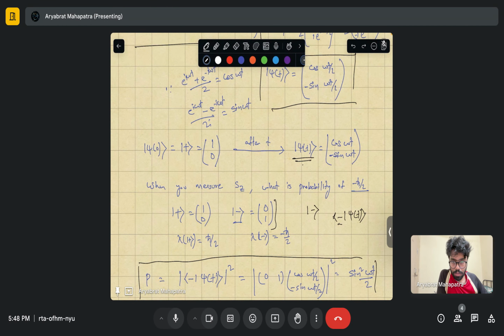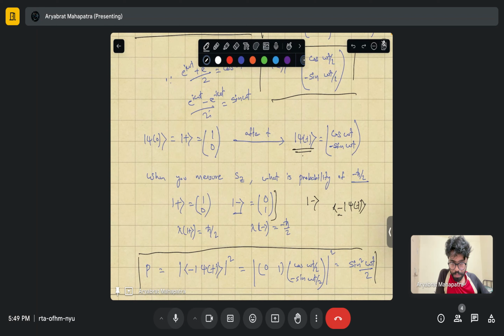Also, physically, the form of the probability means that when you are measuring psi t and getting the minus state, its probability is sine square omega t by 2. That means the probability will oscillate. So at some point the chance of getting this state would be zero, and at some point the chance would be very high.